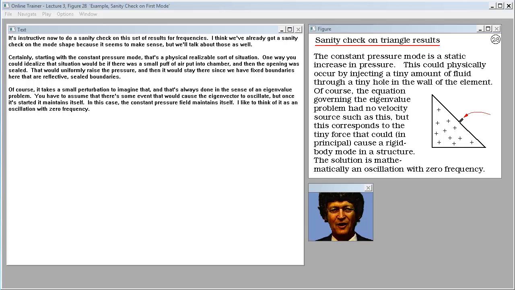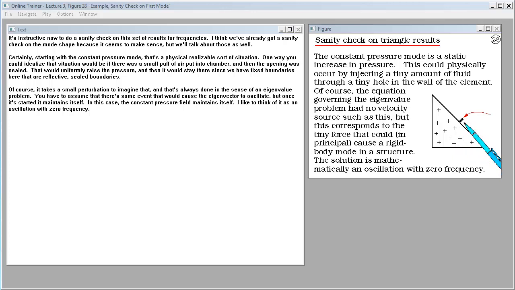It's instructive now to do a sanity check on this set of results for frequencies. I think we've already got a sanity check on the mode shape because it seems to make sense, but we'll talk about those as well. Certainly starting with the constant pressure mode, that's a physically realizable sort of situation. One way you could idealize that situation would be if there was a small puff of air put into the chamber and then the opening was sealed.